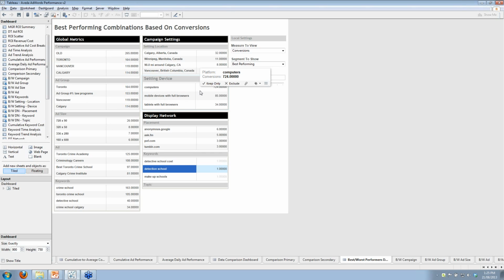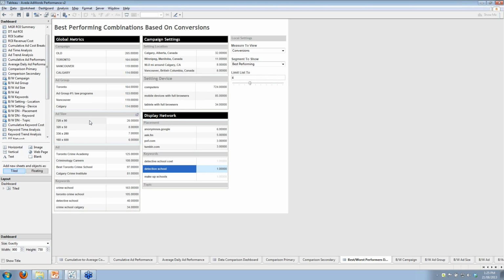Computers are performing almost 9 times better than mobile or tablet devices. So perhaps we should be focusing a bit more effort on getting these numbers higher. Maybe these should be closer, but that's magnitudes higher than the next closest one.